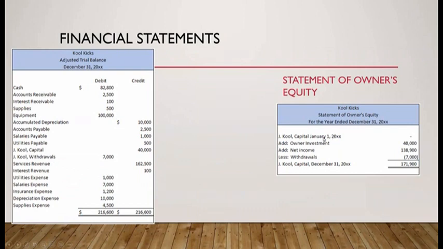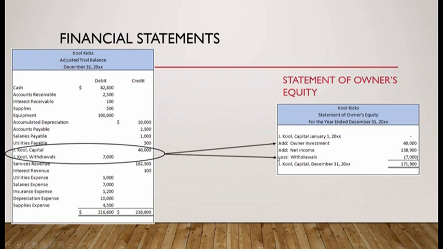Now, for this particular company, this was the first year of operation. So the beginning capital balance would normally be taken from the previous statement of owner's equity, but in this case, it was zero because this was the first year of operation. We add in the owner investment and we keep track of the owner investment through the capital account in this particular case. And we also want to bring in our withdrawals as well. And that comes from the adjusted trial balance. So we see those two items coming over onto the statement of owner's equity.